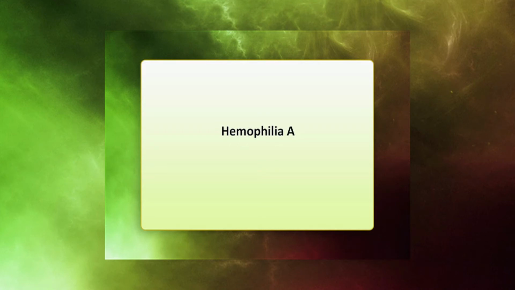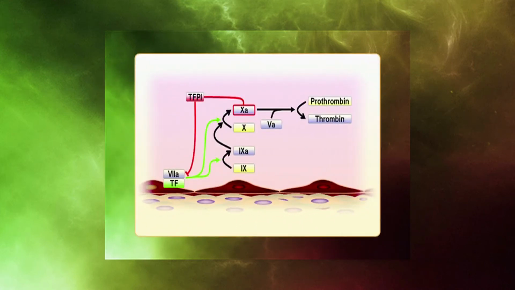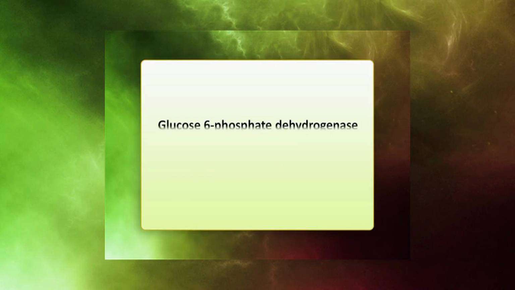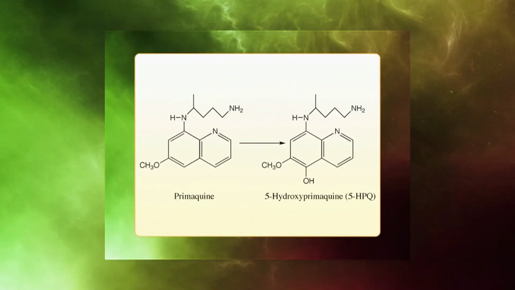Hemophilia A. It's a classical form of blood clotting deficiency resulting from the deficiency of clotting factor 8. Hemophilia B, known as Christmas disease, results from deficiency of clotting factor 9. Glucose 6-phosphate dehydrogenase deficiency. Deficiency of glucose 6-phosphate dehydrogenase enzyme causes severe anemic reactions following the intake of primaquines in the drugs and certain foods including fava beans.